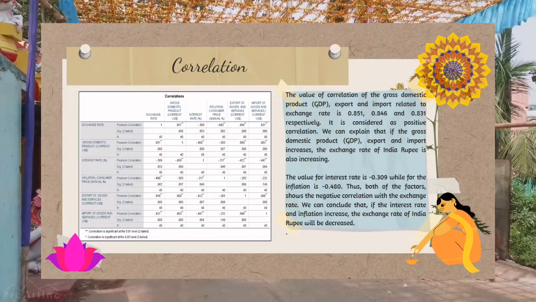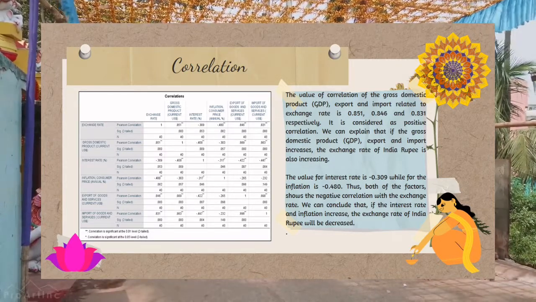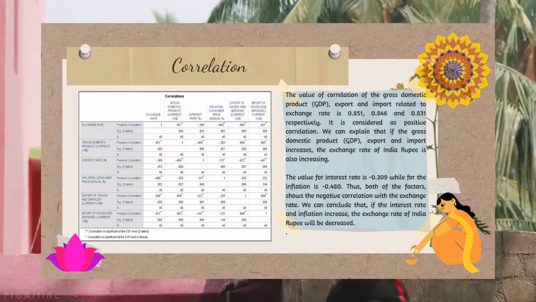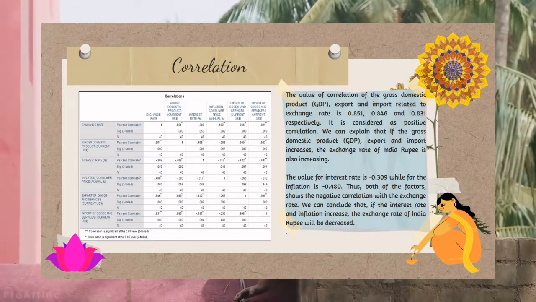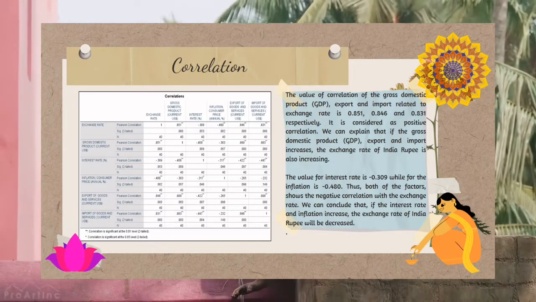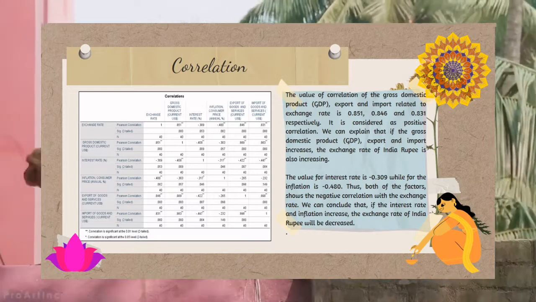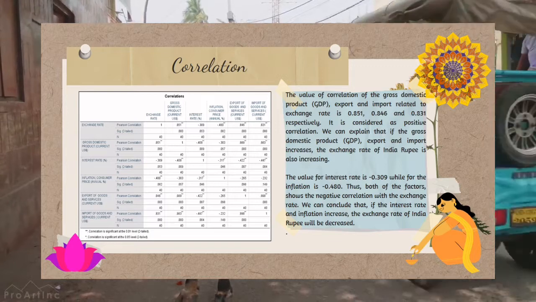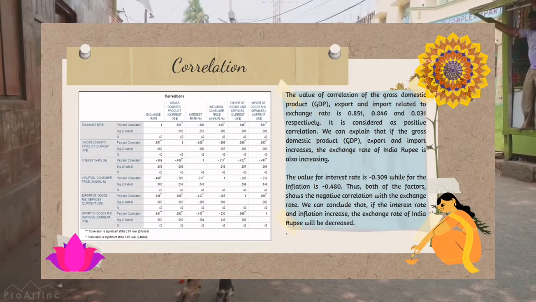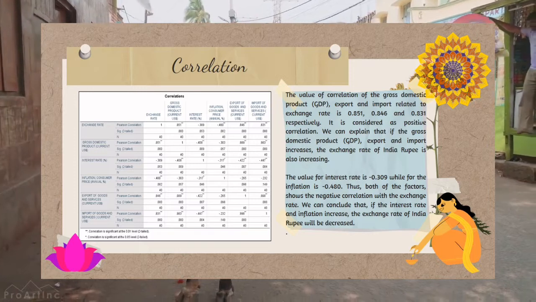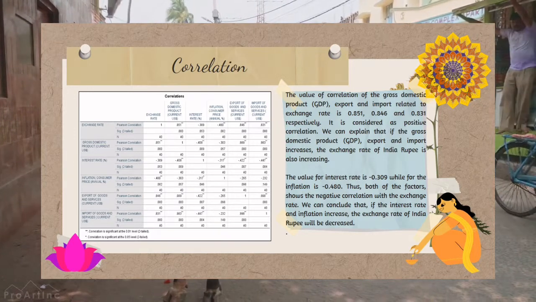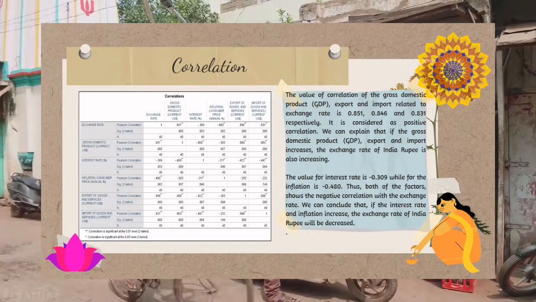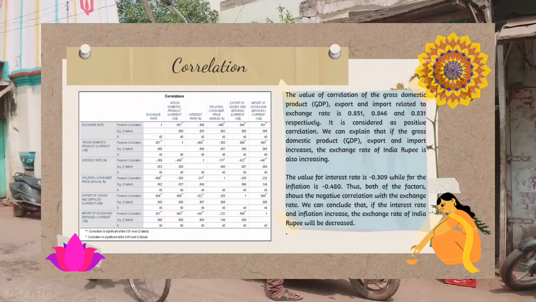For this slide, I want to present about correlation. The values of the correlation of gross domestic product, export and import with the exchange rate are 0.851, 0.846 and 0.831 respectively. It is considered a positive correlation. We can explain that if the gross domestic product, export and import increase, the exchange rate of the Indian rupee is also increasing. The value for interest rate is negative 0.309, while for inflation it is negative 0.480. Thus, both of these factors show a negative correlation with the exchange rate. So, we conclude that if the interest rate and inflation increase, the exchange rate of the Indian rupee will decrease.